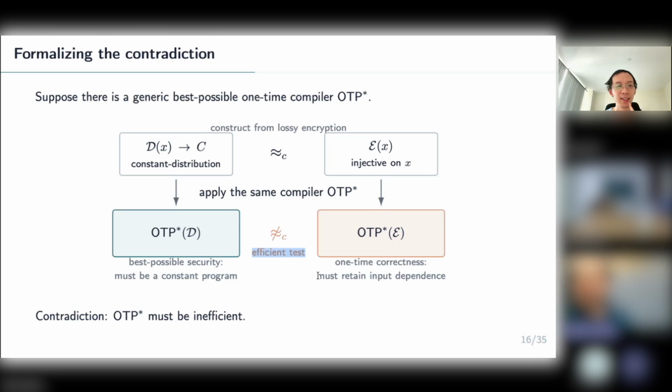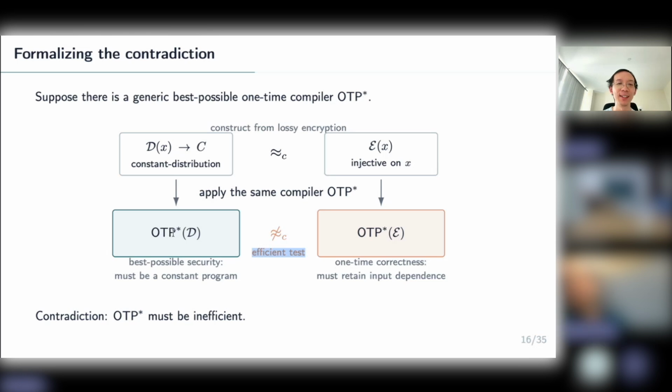So maybe I don't have the right intuition. What is this efficient test in the context of OTP? Right. This is the high-level idea of our impossibility. We started with some computationally indistinguishable family, and in the end, we came up with an efficient test. Yes, this is the contradiction.